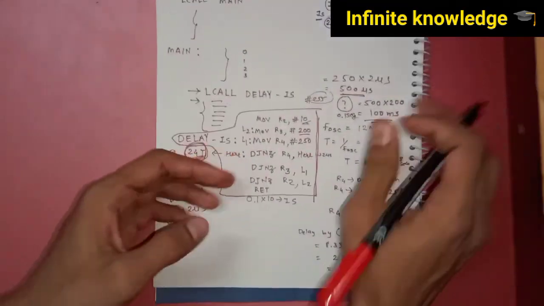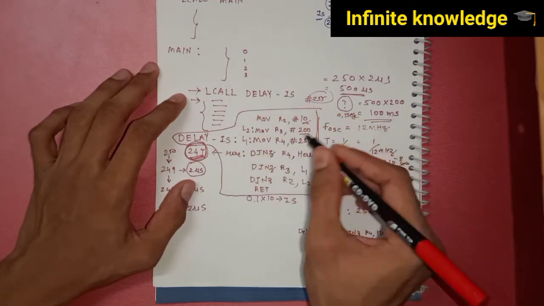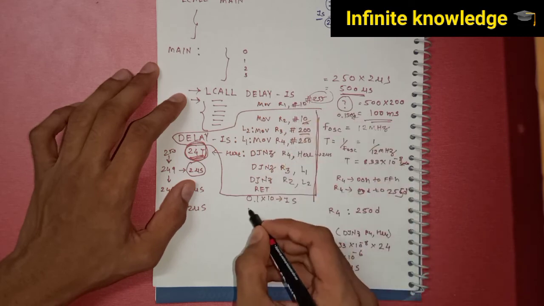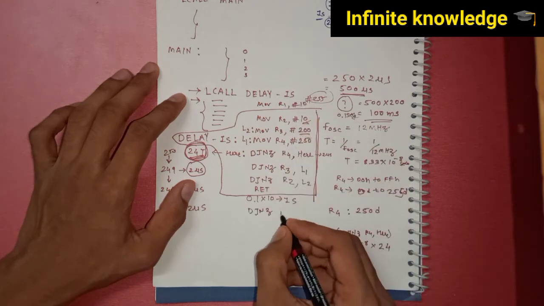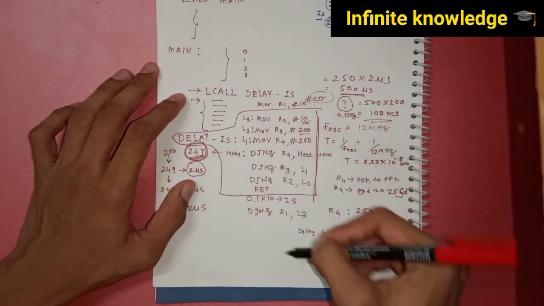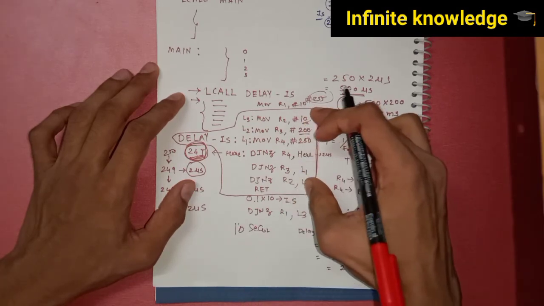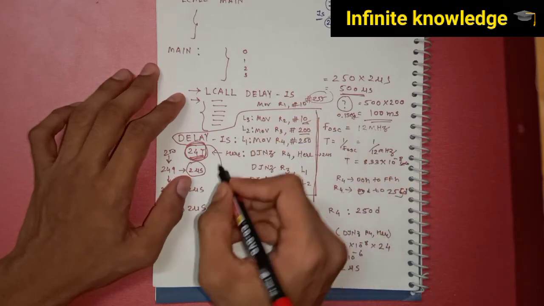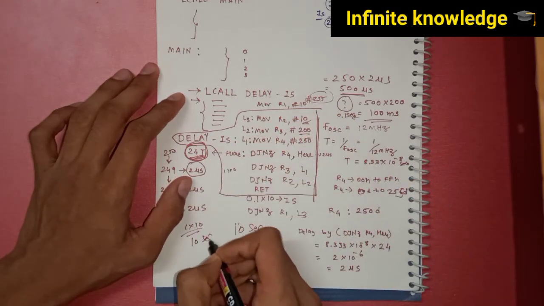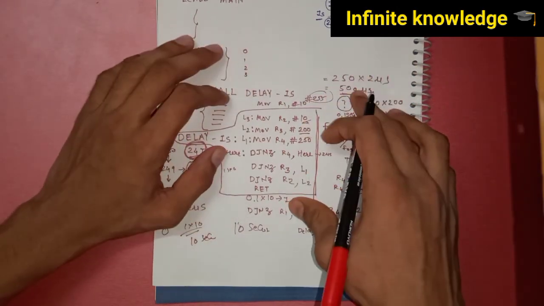Now we already have a 1 second delay from this program, and if I again add MOV R1, 10 and DJNZ R1 to L3, and L3 is here, then I will get a 10 second delay, because by this main program we already get a 1 second delay, and 1 into 10 gives 10 seconds. So in this way you are able to get any delay that you want.